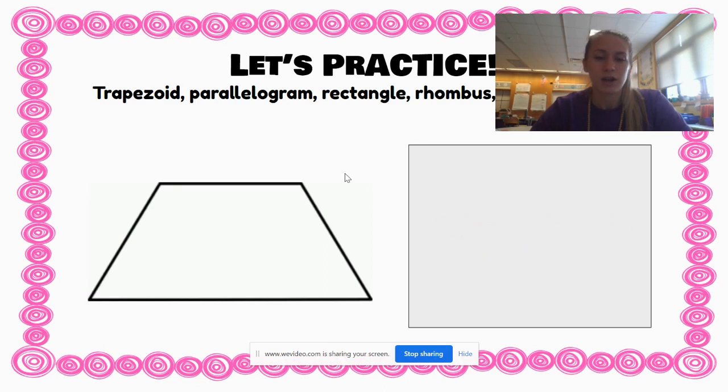Let's practice this. A trapezoid, parallelogram, rectangle, rhombus, and or square. What do you think it can be categorized? I want you to take a second to practice. All right, if you came back, let's check. This one is a quadrilateral and a trapezoid, but nothing else.